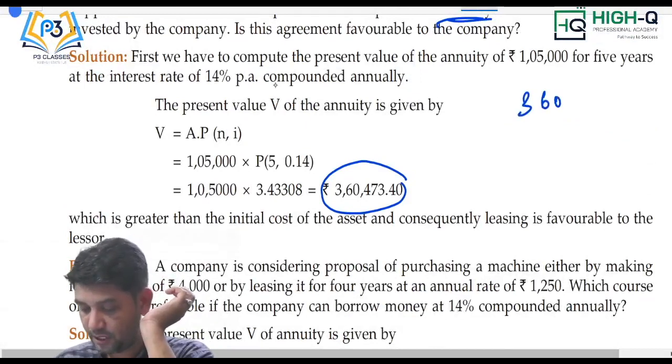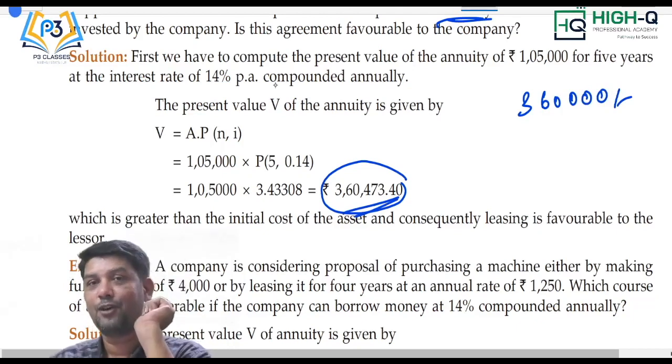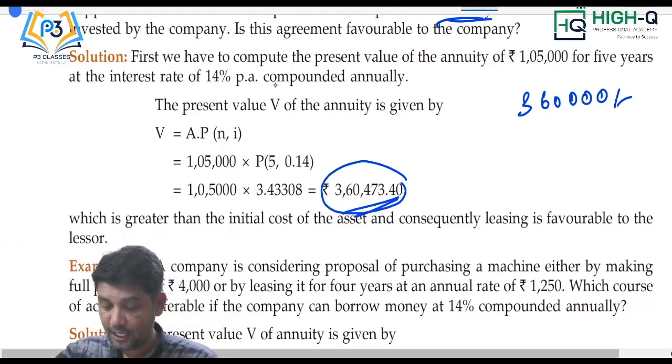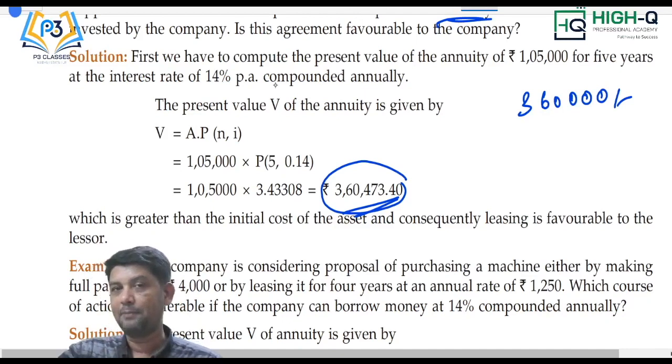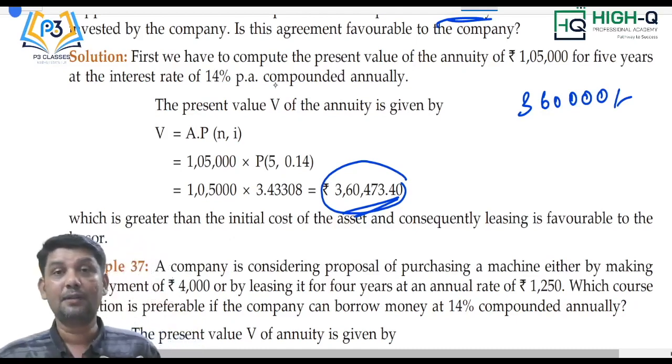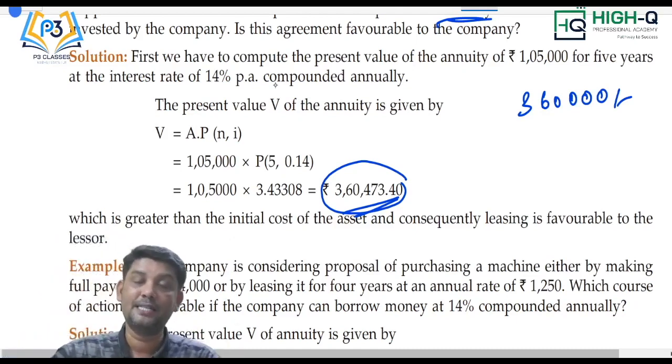But the lease amount is 3,60,000. When I go for rent, I am getting an extra 473 rupees. So I always go for rent only. So that is, leasing is favorable to the lessor. Lessor and lessee: for example, I'm the owner, I'm the lessor. The person who is coming to me is the lessee.